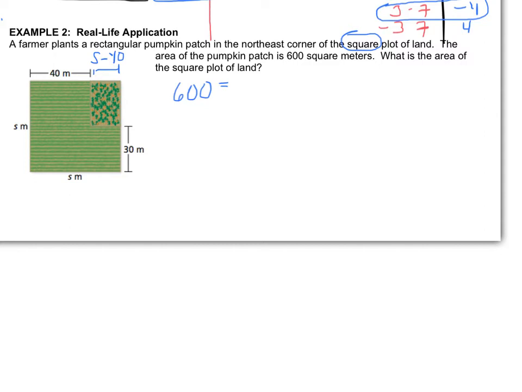Then I want to look at the side over here. If I look at the up and down side and I just look at the pumpkin patch side, again it's an S. This time it has to be minus 30.